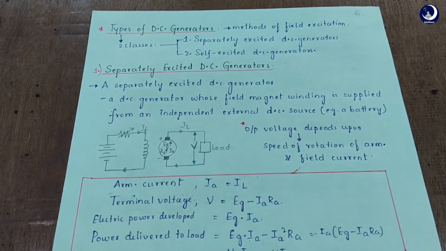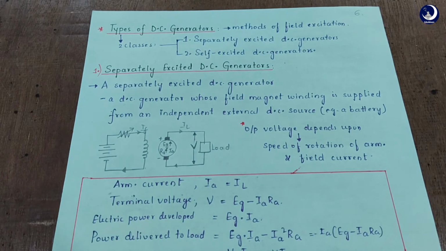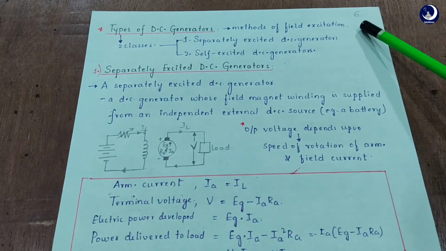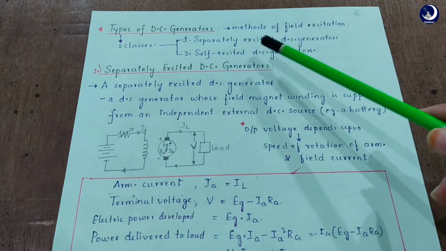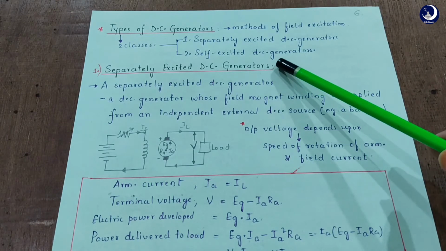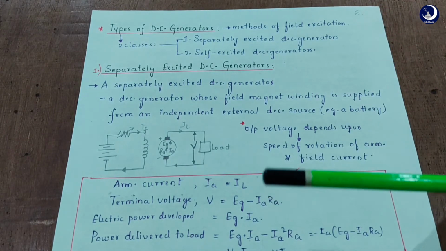Types of DC generators. The magnetic field in a DC generator is normally produced by electromagnets rather than permanent magnets. So the generators are generally classified based on their methods of field excitation. There are two classes. First one is the separately excited DC generator and second is the self-excited DC generator.